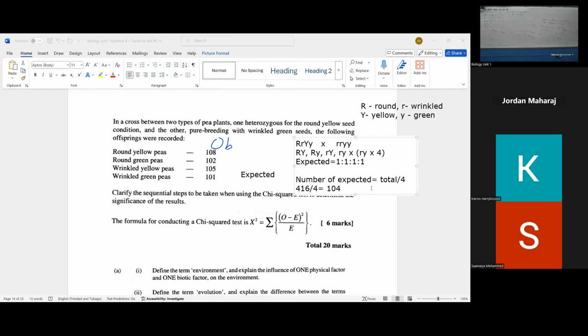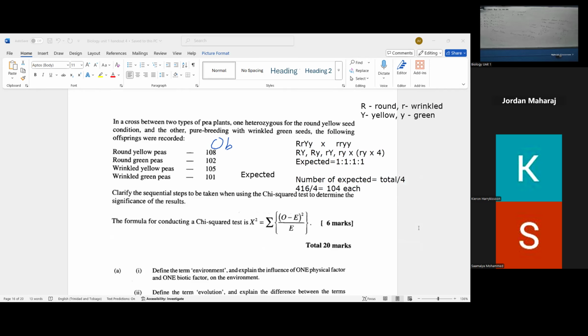Because it's in a 1-to-1-to-1 ratio, each category is expected to have 104 peaks. So we multiply each category's ratio by the number expected. So 1 by 104 for each one. So the expected is 104 each. Okay?